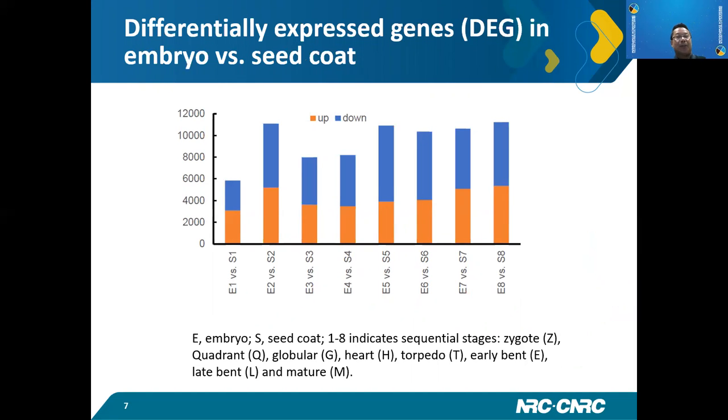After we did the transcriptome analysis, we also did the differentially expressed gene analysis in embryos versus seed coat. For each stage, for example in the zygote stage, we compared the embryo with the corresponding seed coat of the same stage, and for all eight stages. The results show that the differentially expressed genes are quite different between the embryo and the seed coat.